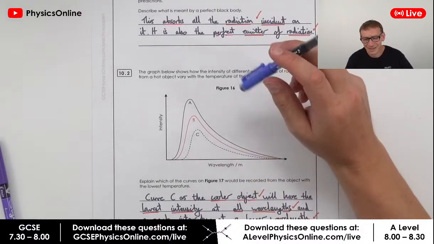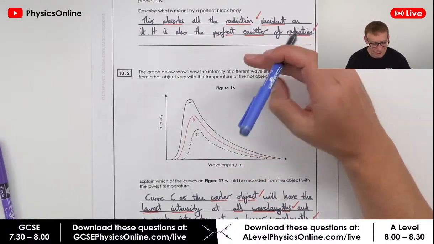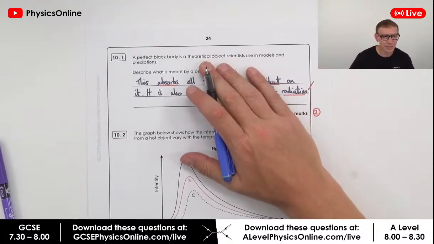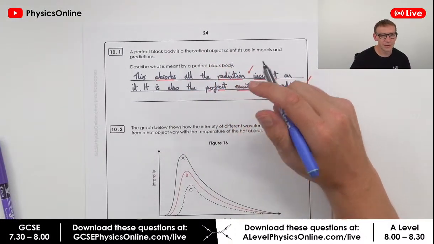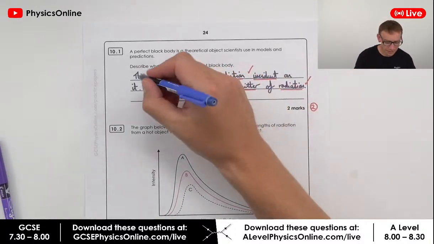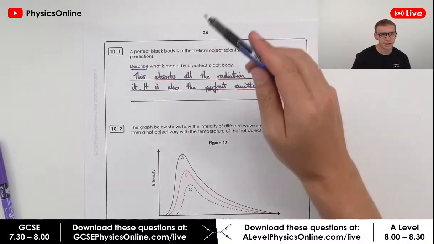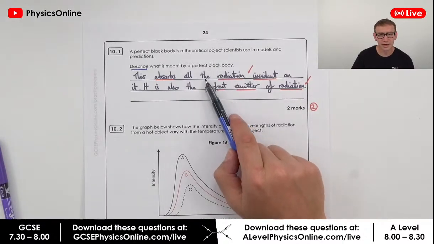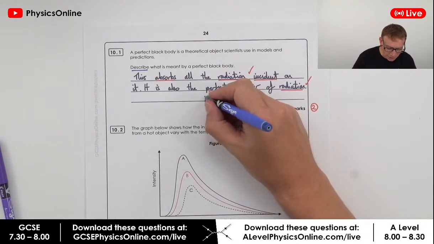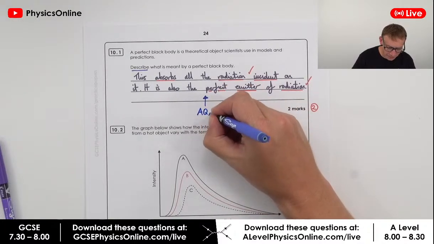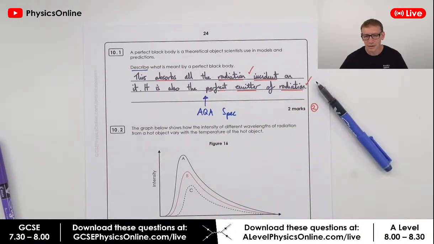Okay. Right, the next bit. A perfect black body is a theoretical object scientists use in models and predictions. The first bit is basically a definition of what we mean in science by a black body. It basically absorbs all the radiation incident upon it, and it's also the perfect emitter of radiation. Now that pretty much came directly from the AQA specification.